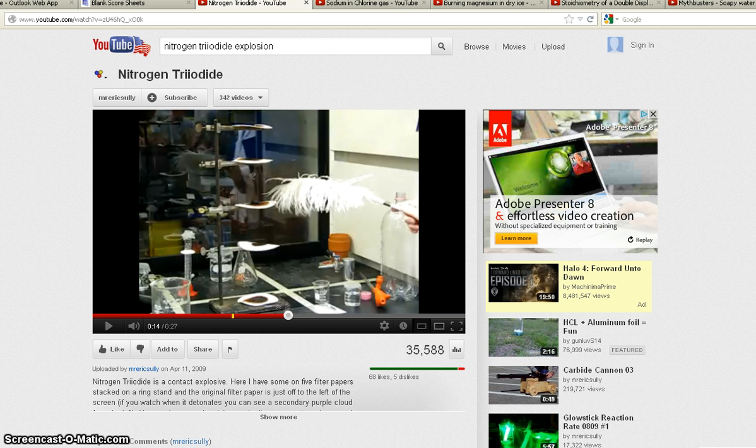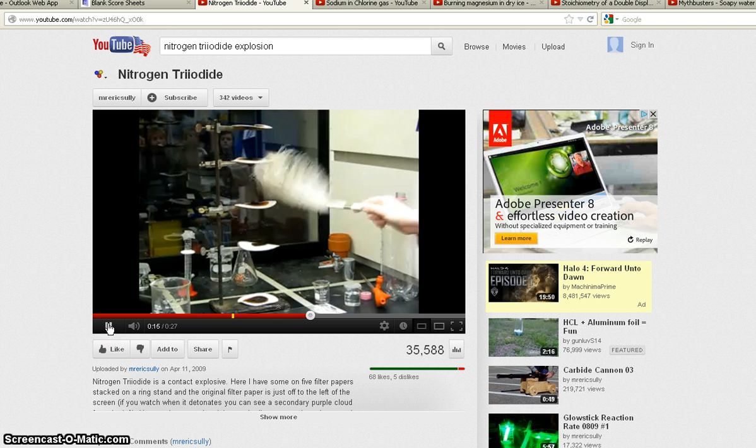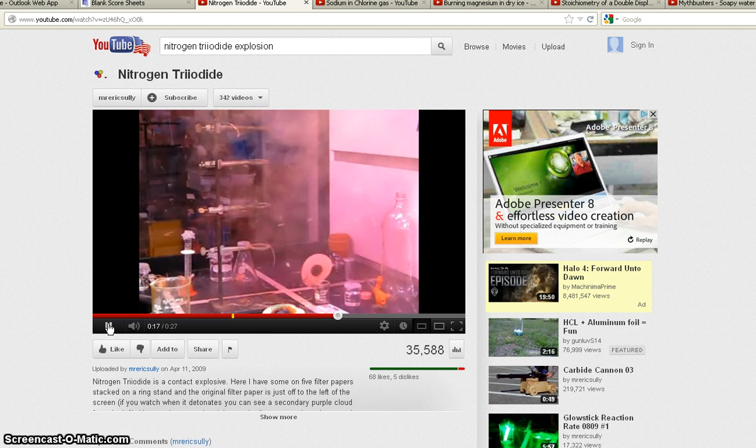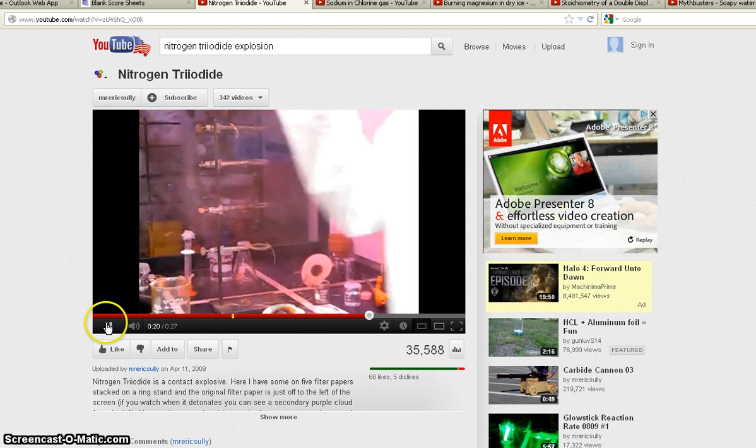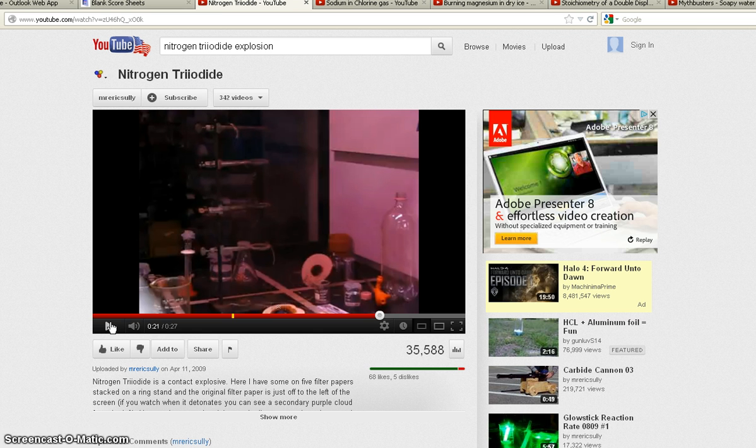So for the first one, we're going to be looking at the reaction of nitrogen triiodide, the decomposition. This is a very unstable compound. It's on the filter papers in the video here, and they're just going to tap it with a feather. And you see it makes a purple cloud. Okay, there's more to that video.